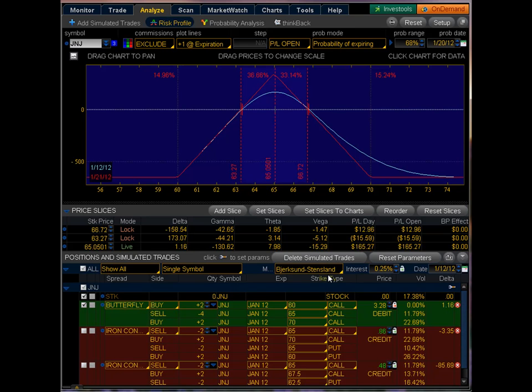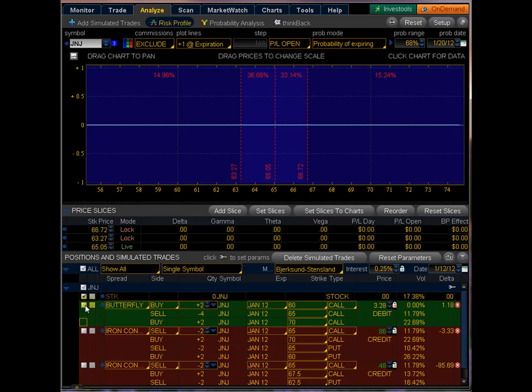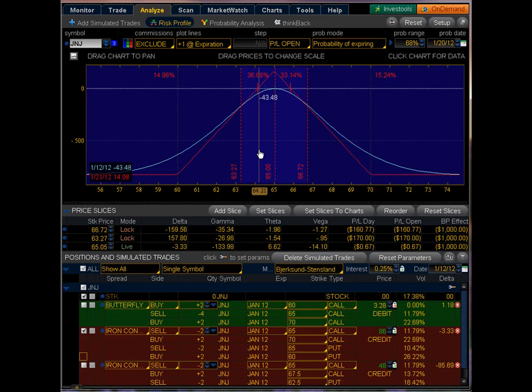Now that is the classic butterfly. Now, what I want to do is show you another way to do a butterfly. This is a 4-legged butterfly, and it's called an iron butterfly. And as you can see from the graph, it looks exactly the same as our classic butterfly, but this one has 4 different options.